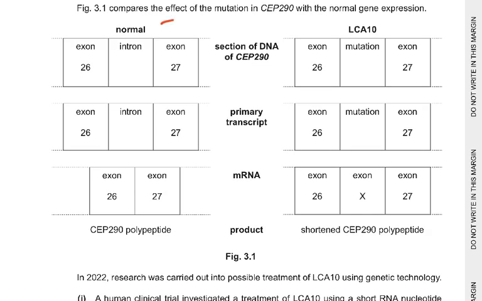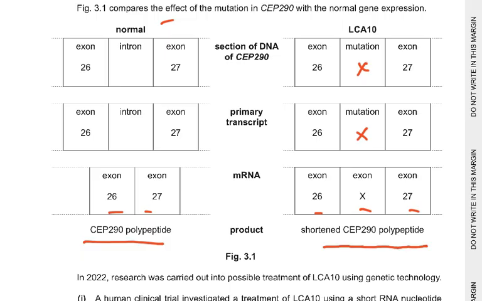So the normal is this exon, and there's an intron, and there's 27. And in the LCA10, there's exon 26, and then there is a mutation here. In the normal, between 26 and 27 there's an intron. In the LCA10, between 26 and 27, there's a mutation here in the primary transcript. Now, when the mRNA is made in the normal case, the 26 and the 27 combine. Here we have a problem: the 26, the X, and the 27. So a shortened CEP290 because it becomes a stop codon. This is the normal CEP290 polypeptide. Now here it's a shortened polypeptide.